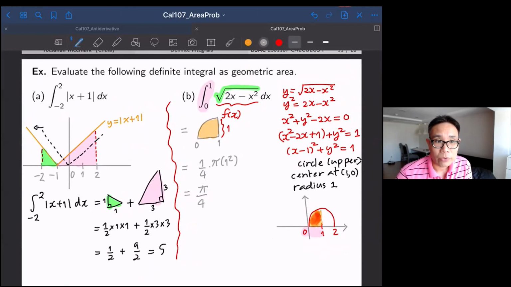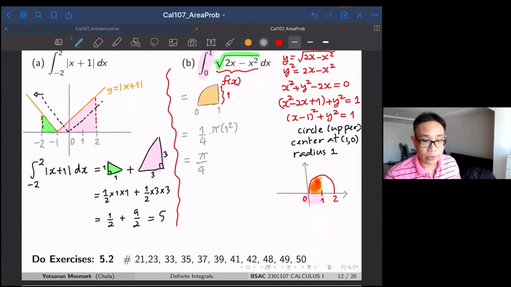Okay, so I think I'm gonna stop here. Please do exercise 5.2. So we're done with 5.2 now. The next topic that I'm going to teach you is the fundamental theorem of calculus, and we'll be able to compute the area by just integrating the function and plugging in the values, and it's going to be easier than computing the Riemann sum. Okay, so that will be the next topic.